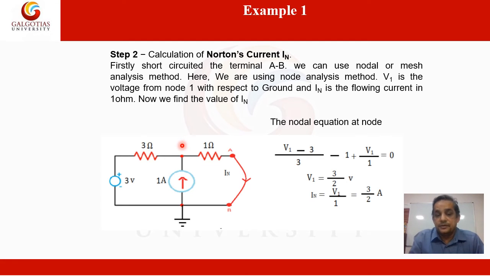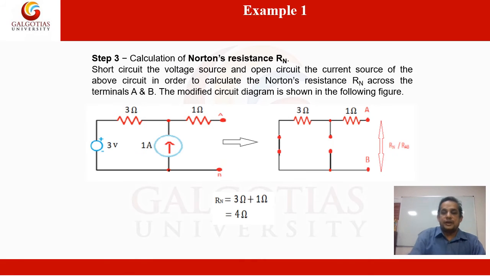Here we know that V1 is positive, a positive value has come. So the current flows from V1 to V0, from A to B. The IN is positive. Now come to calculate the value of Norton resistance. Calculation of Norton resistance RN.